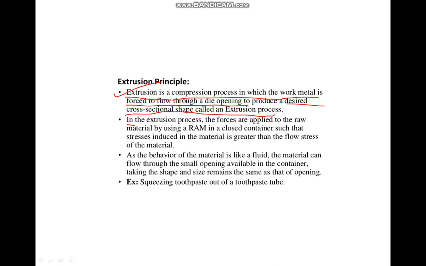In this process, what will happen? The forces are applied to the raw material by a ram. Hydraulic pressure is applied on the ram, and this ram is pushing the material through the die opening in a closed container. As the behavior of the material is like a fluid, the material starts to flow through the small opening of the die, taking the shape and size remain the same as that of the opening of the die.